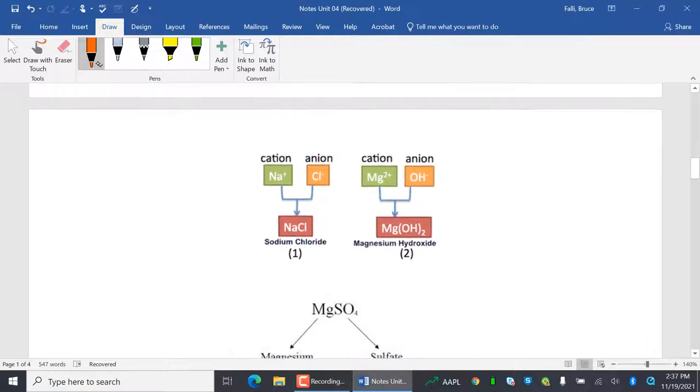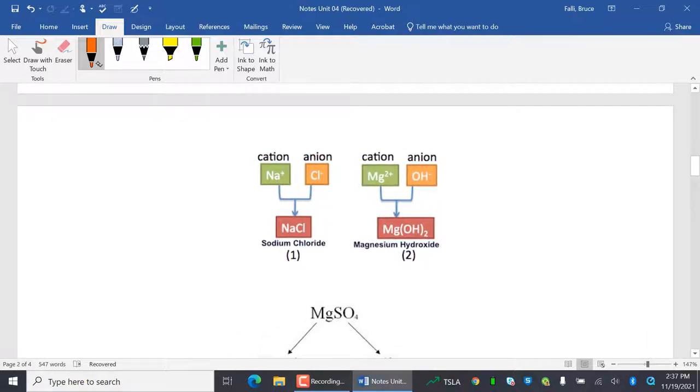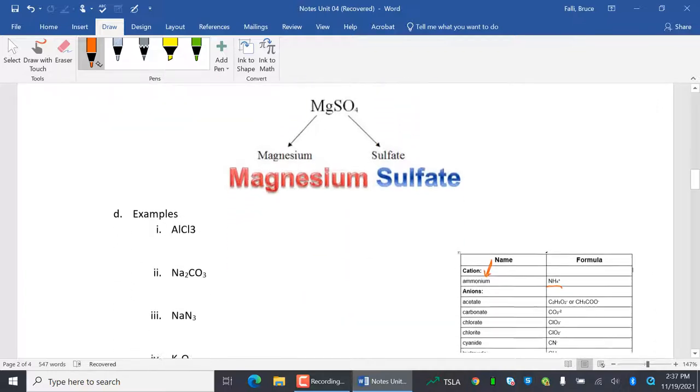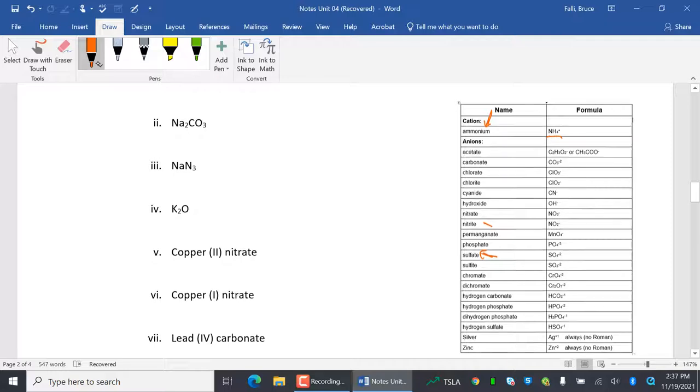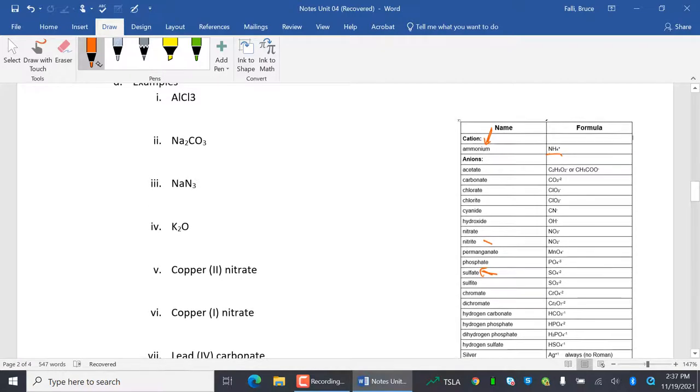Okay? So if I have sodium and I have chloride, it's sodium chloride. If I have magnesium and I have hydroxide, it's magnesium hydroxide. How'd you know hydroxide? You're memorizing those ions now, don't you? Ooh, I love me some hydroxide.